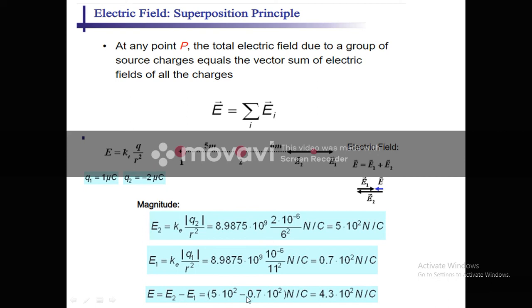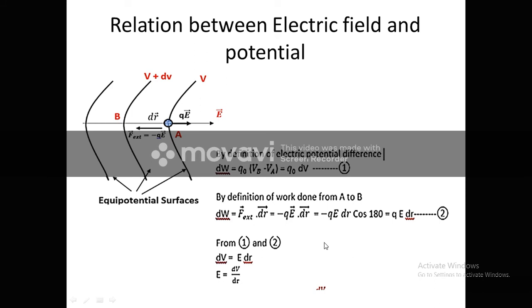E2 minus E1, this is E2, this is E1, so net E will be 4.3 into 10 to the power 2 Newton per coulomb, okay. Now what is the relationship between the electric field and the potential? So we have considered the equipotential surface. Equipotential surface means, as indicated by its name, those surfaces which have equal potential.